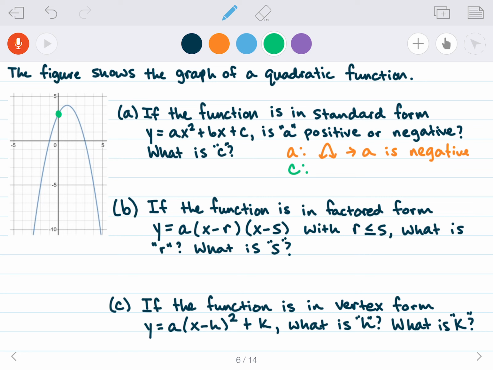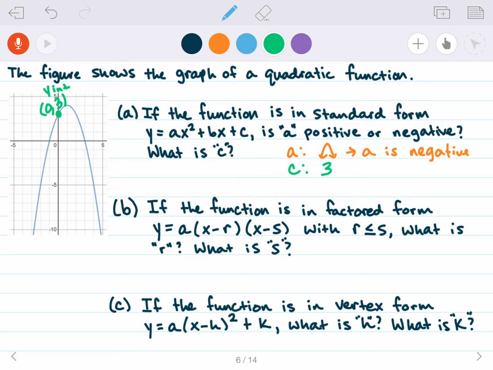So that's going to be this point right here. And this is 1, 2, 3. So this is going to be the point x is 0, y is 3. And so the y-intercept is 3 or 0, 3 if you like that. This is the y-intercept. Okay, so that was part A.